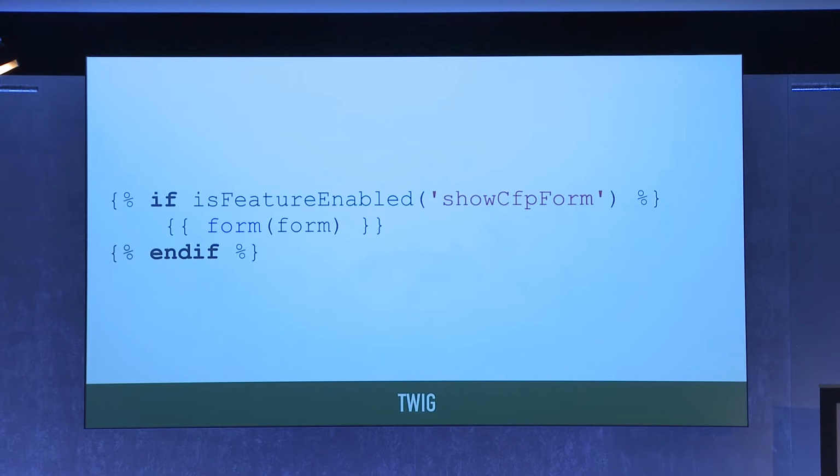This is a piece of Twig. This is one way that you can use a feature flag. If you set up a Twig extension, then you can very simply have isFeatureEnabled, show CFP form in your code, and then have your form. And then that is feature enabled.